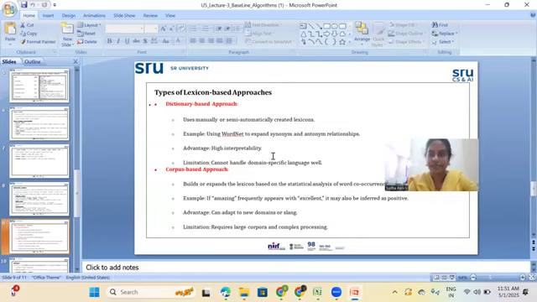Advantage is high interpretability. Limitation: it cannot handle domain-specific language well. This is the traditional one, the dictionary-based approach. And the next one, the latest one which we are using, is the corpus-based approach.